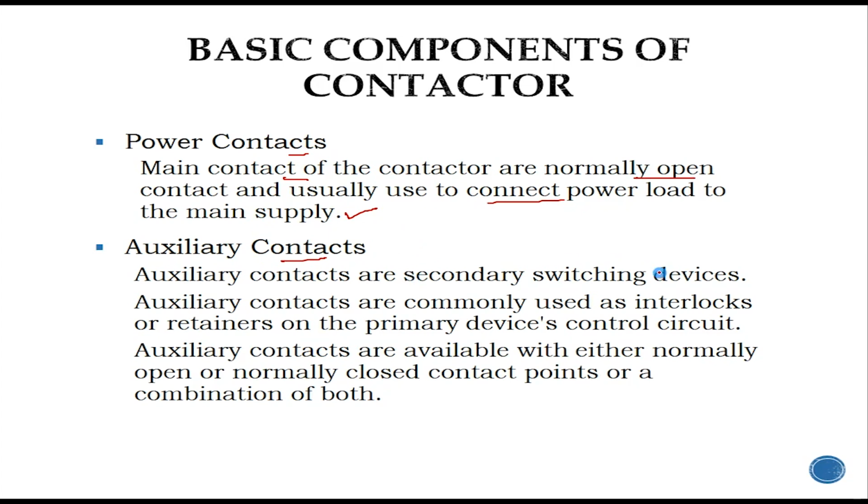Auxiliary contact. Auxiliary contacts are secondary switching devices. These contacts are usually used for interlocks or retainers of the primary device's control circuit. Auxiliary contacts are available with either normally open or normally closed contacts.